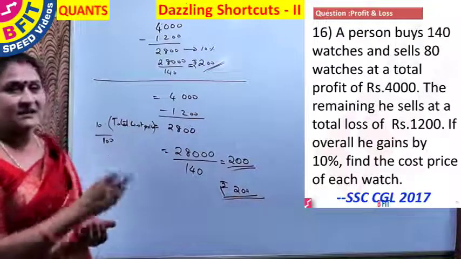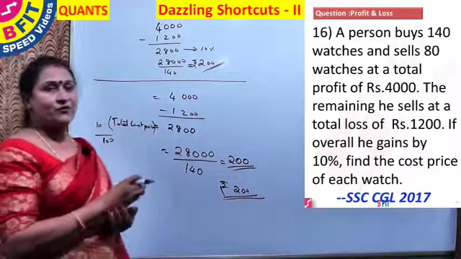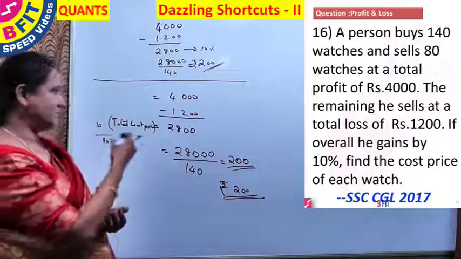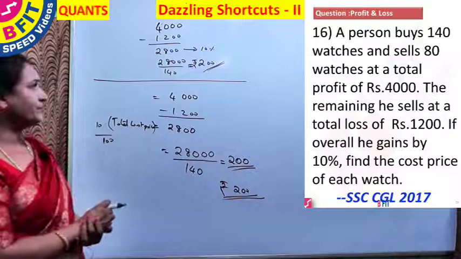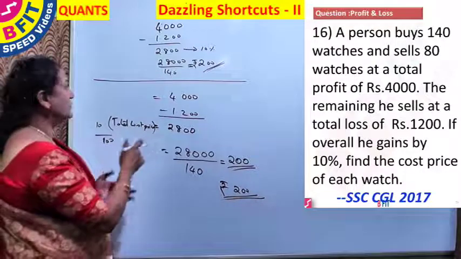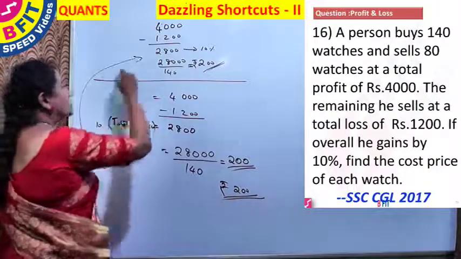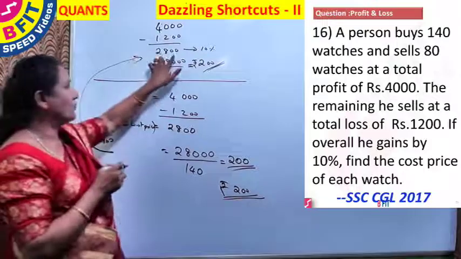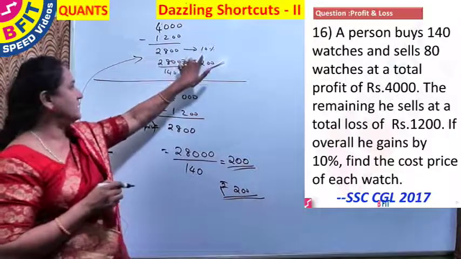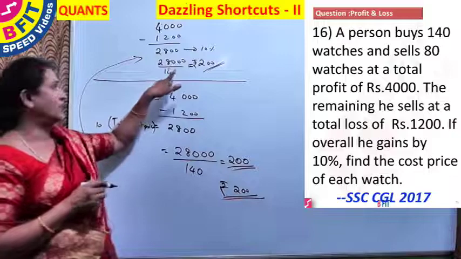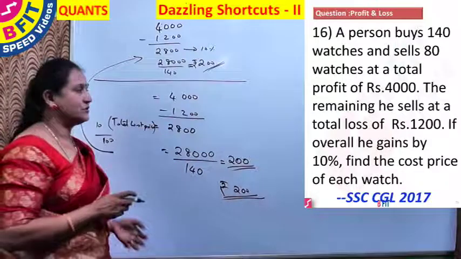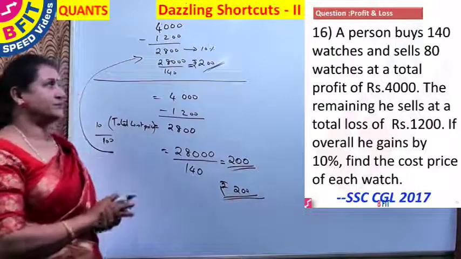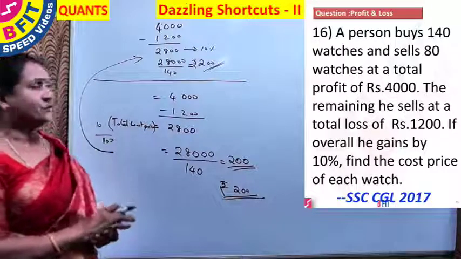So friends, understand the question, and instead of going for this working part, you can just analyze and get the answer within seconds. Instead of doing all this, I just found the overall profit. If this is 10%, then 28,000 will be 100%, the cost of 140 watches. 200 is the answer. Cost of one watch is 200 rupees. So we'll go for the next question.